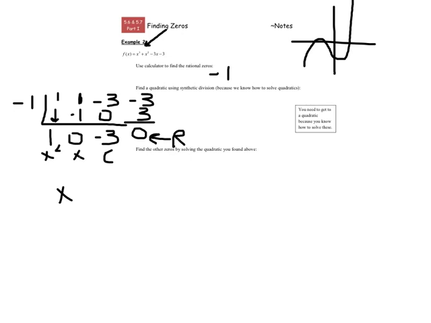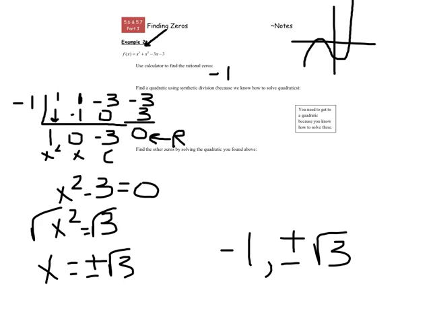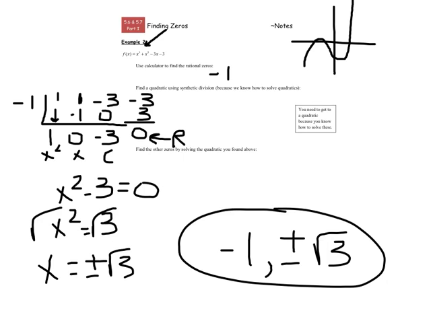So now we have x squared minus 3 equals 0. We know how to solve that, so let's go ahead and solve it. First, we're going to add 3 to both sides. We get x squared equals 3. And then we're going to take the square root. So x equals plus or minus the square root of 3. So there are my 3 answers: -1, a positive square root of 3, and a negative square root of 3. Let's take a look at another one.